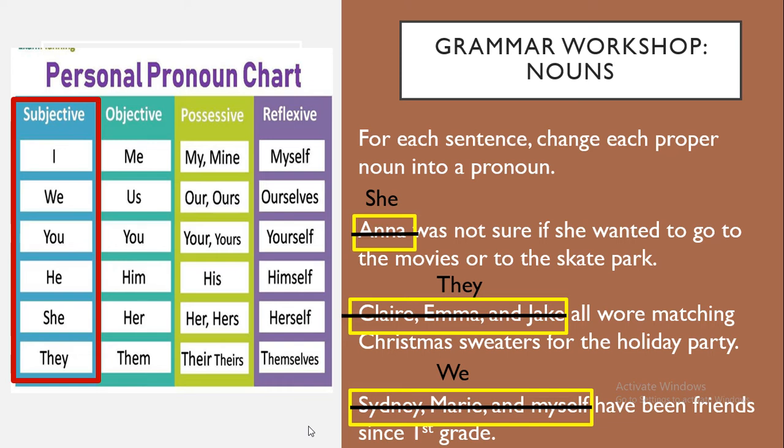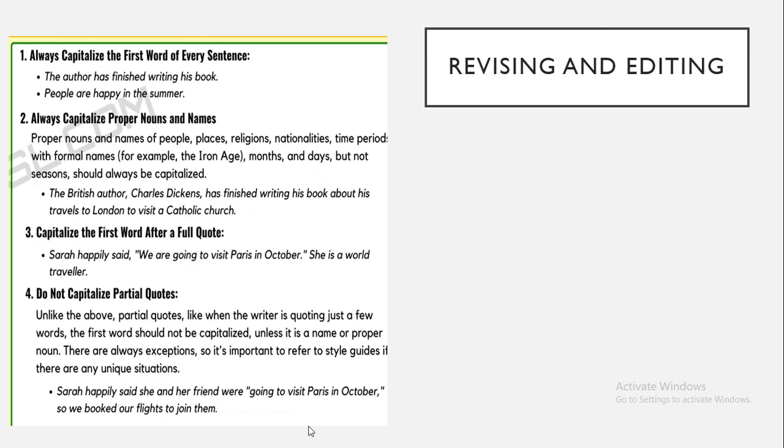Okay, so now going into some revising and editing. Yesterday we talked about capitalization and we're going to continue capitalization today. And so I told you all yesterday, you always capitalize the first word of every sentence. So great job doing that on your exit ticket. And then also you always capitalize proper nouns and names. So when it's proper, you capitalize it.